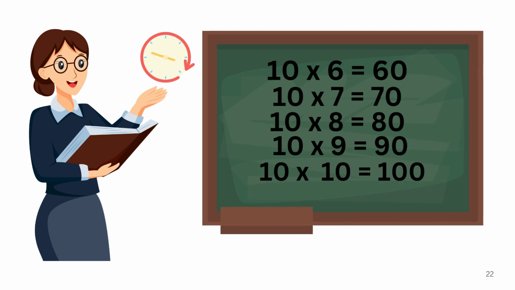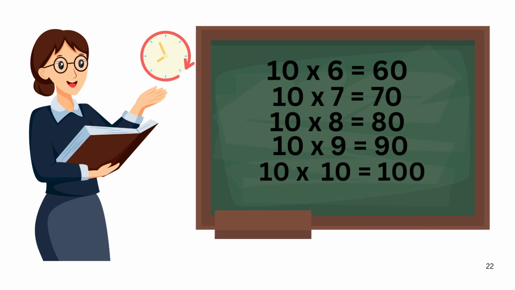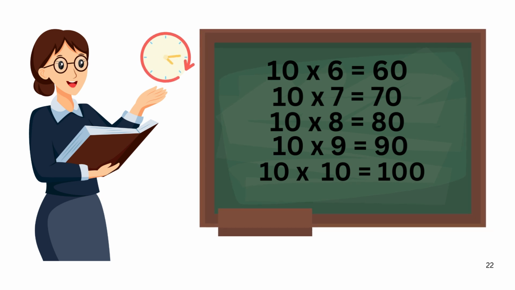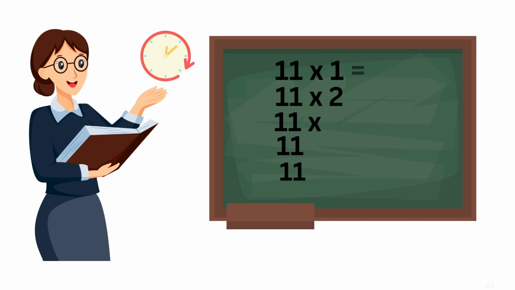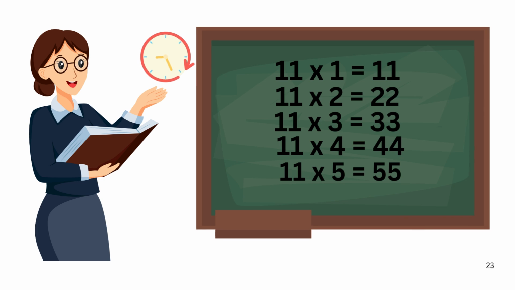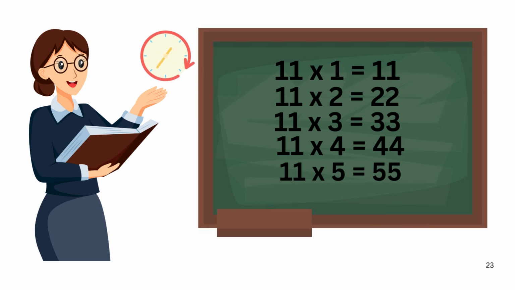10 multiplied by 6 equals 60. 10 multiplied by 7 equals 70. 10 multiplied by 8 equals 80. 10 multiplied by 9 equals 90. 10 multiplied by 10 equals 100. Next, we are going to learn a little further numbers. After finishing the table of number 10, we are on the tables of number 11.